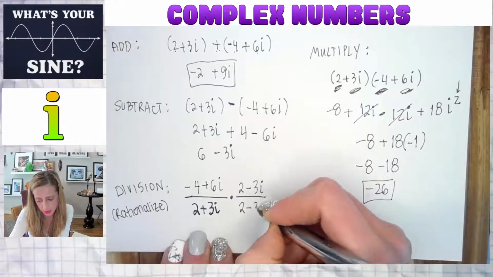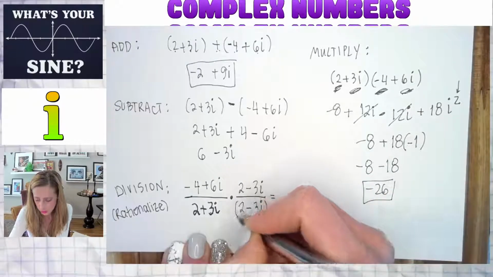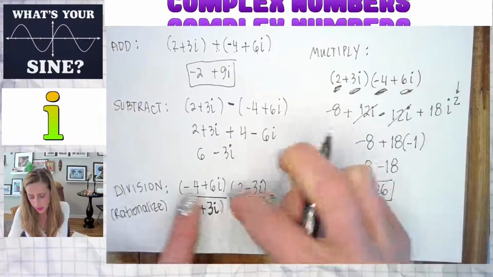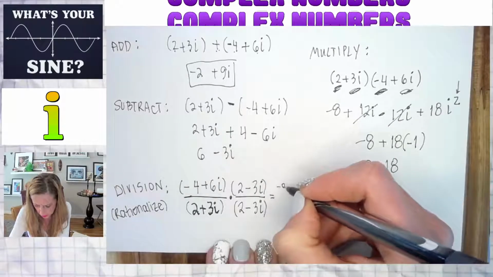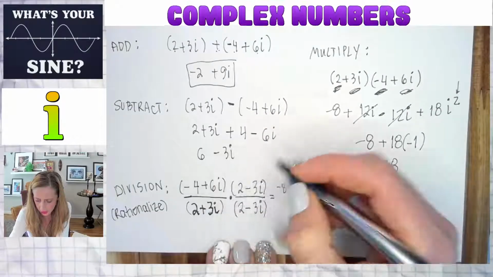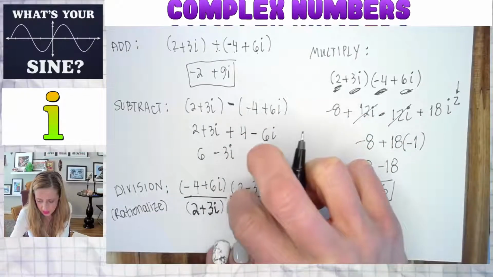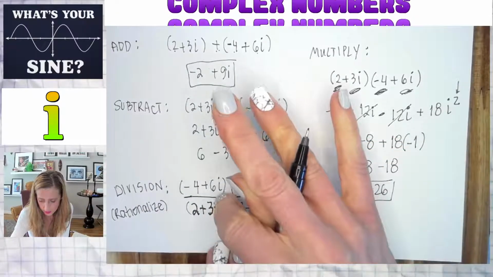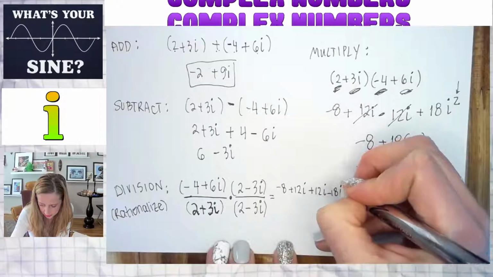2 minus 3i. You did conjugates when you did factoring. Then all we do, safety first, put on those parentheses like a life jacket or helmet, and then FOIL top, FOIL bottom. First times first on top, you get negative 8. I'm moving fast. Slow me down if you need me to. Negative 4 and negative 3i is plus 12i. 6i and 2 is plus another 12i. 6i and negative 3i is minus 18i squared.